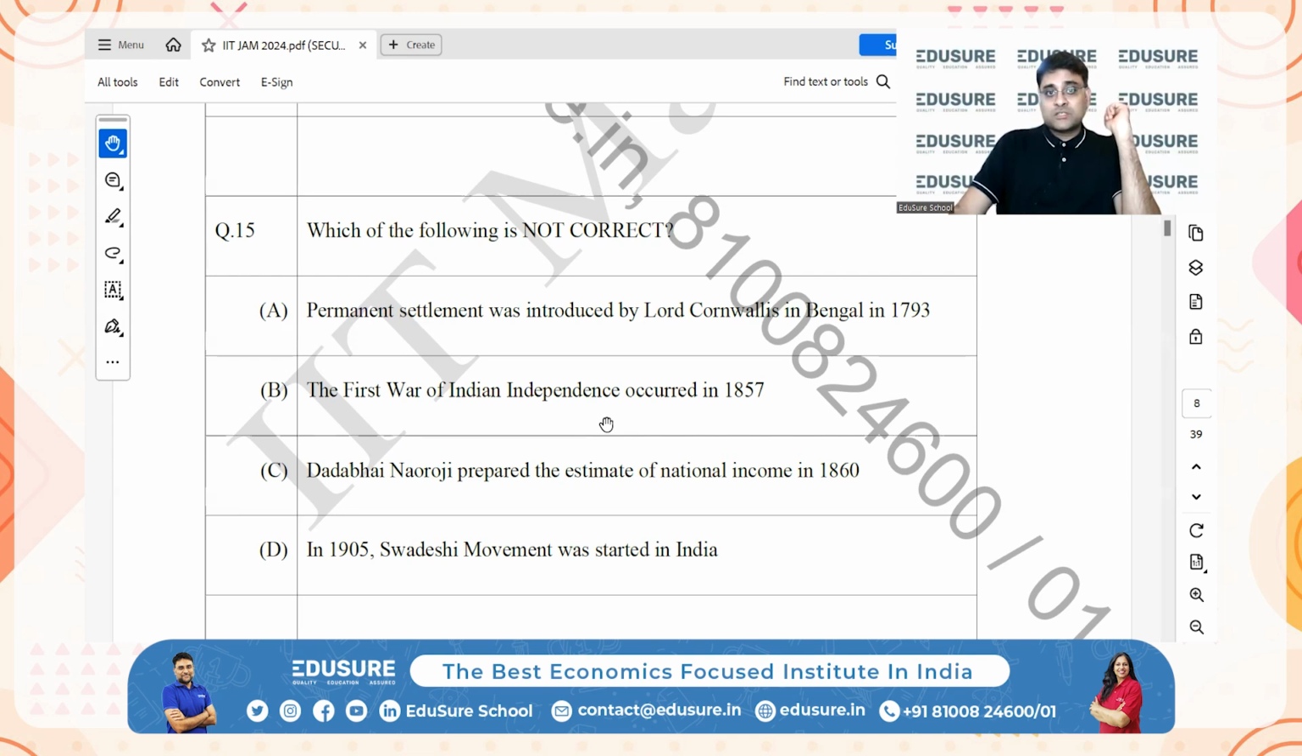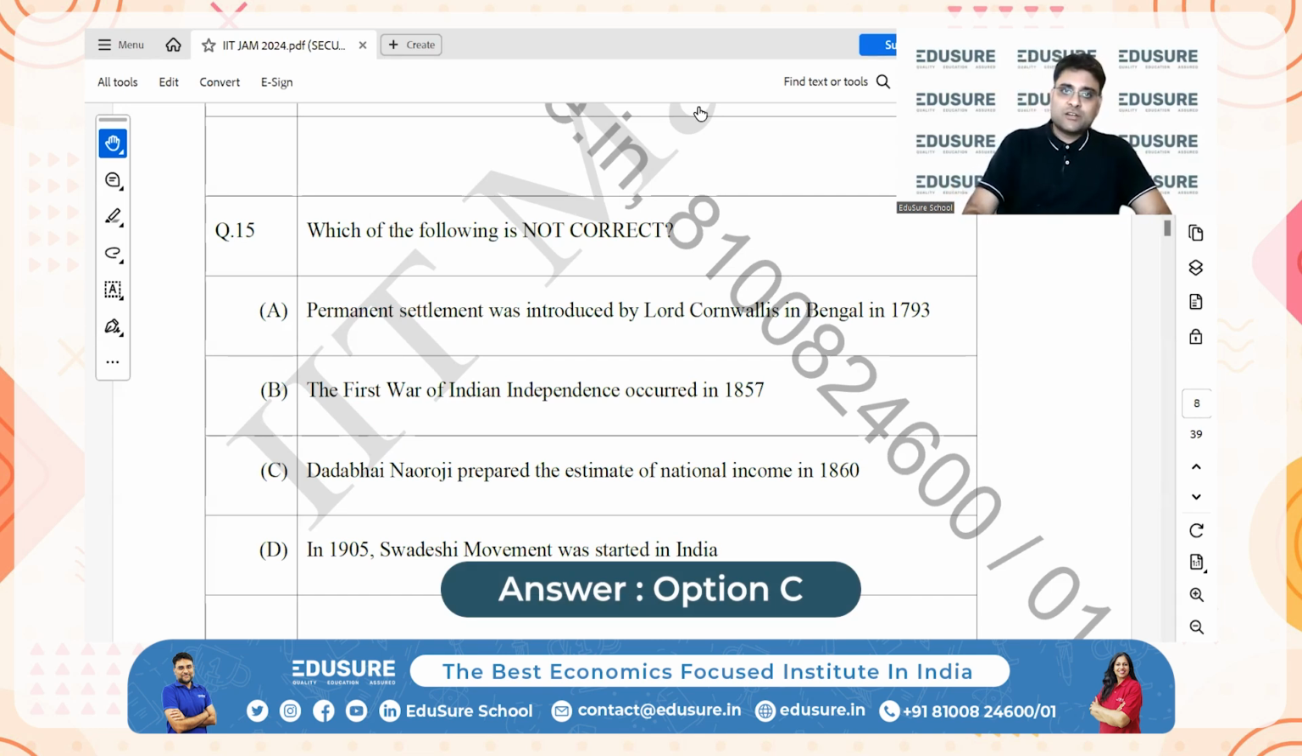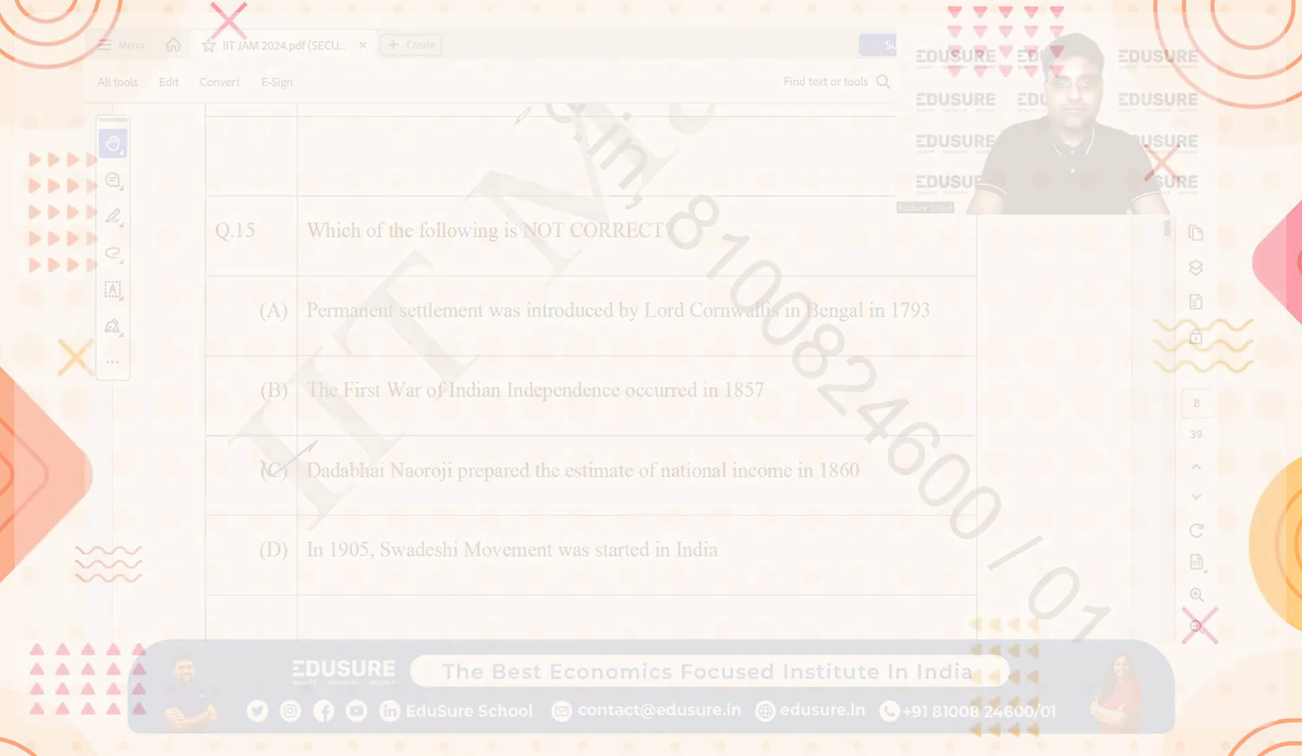What about the fourth statement? In 1905, the Swadeshi movement was started in India. This is correct. The Swadeshi movement was indeed launched in 1905 as a response to the partition of Bengal by the British. Okay, so Dadabhai Naoroji prepared the estimate of national income in 1860 is not correct. That is my answer.